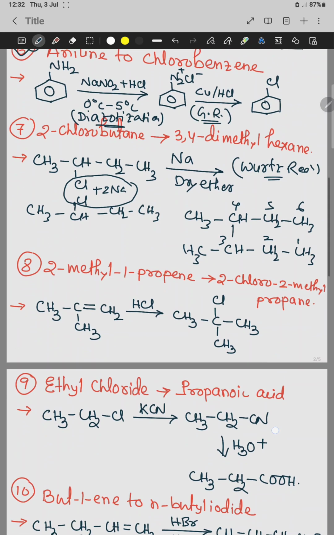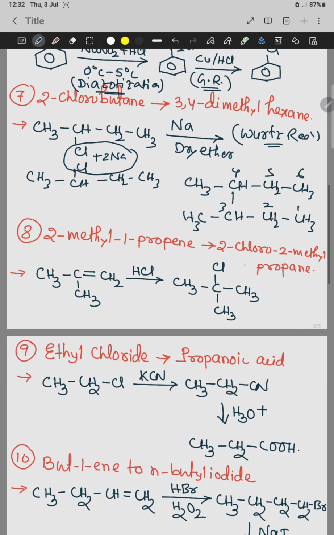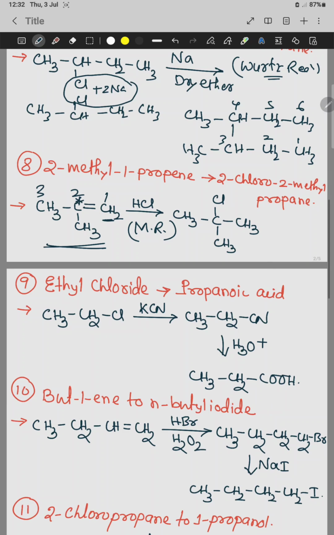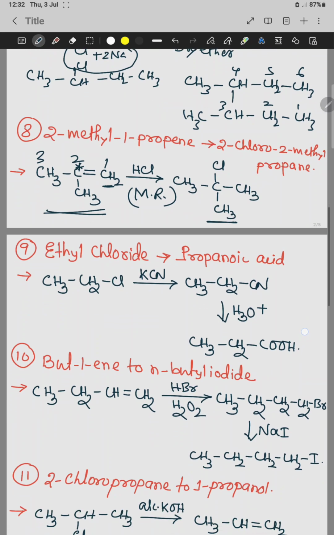Okay, next one is 2 methyl 1 propene to 2 chloro 2 methyl propane. So this is our 1 2 3. So this is 2 methyl propene. Just give HCl according to the Markovnikov rule, so that the carbon in the double bond system which has less number of hydrogen atoms, in that carbon chlorine will be attached and the hydrogen will be attached with the remaining carbon of the double bond system. Okay, and you will get this product.